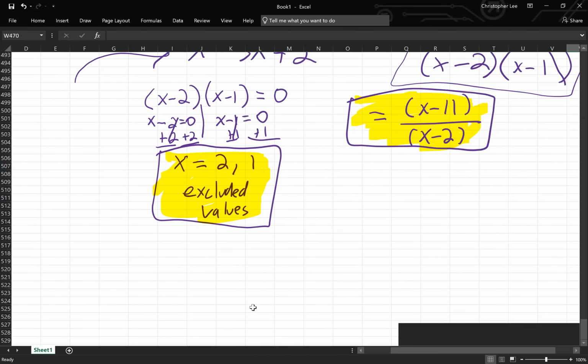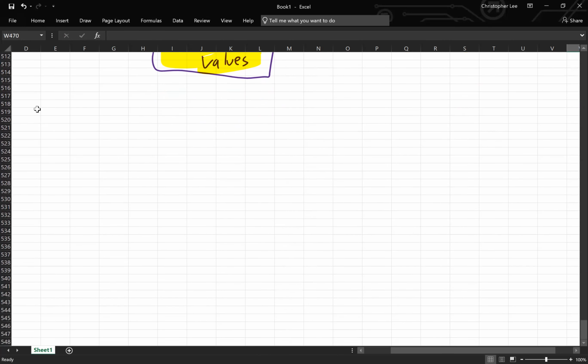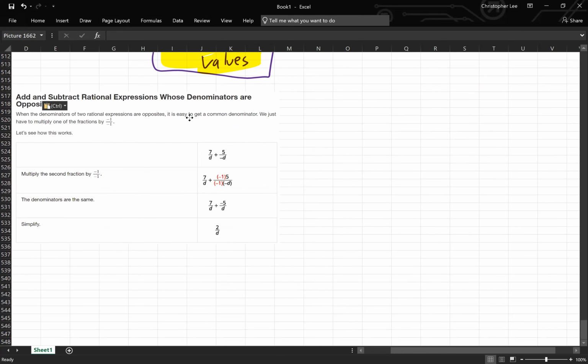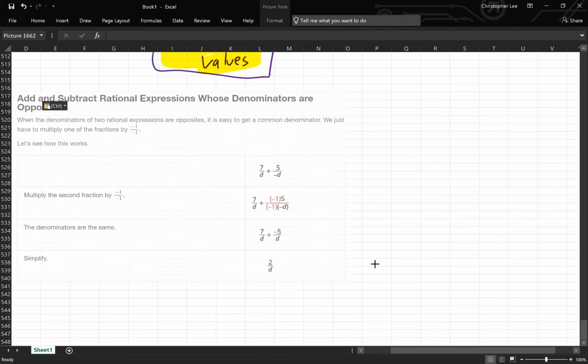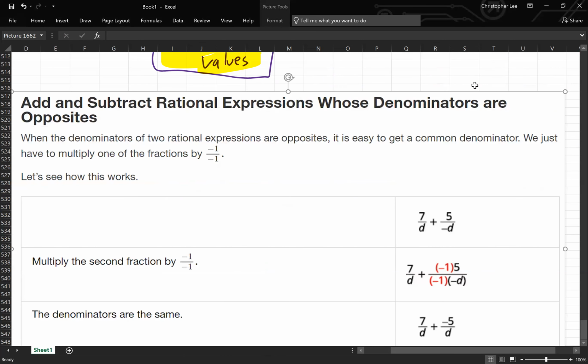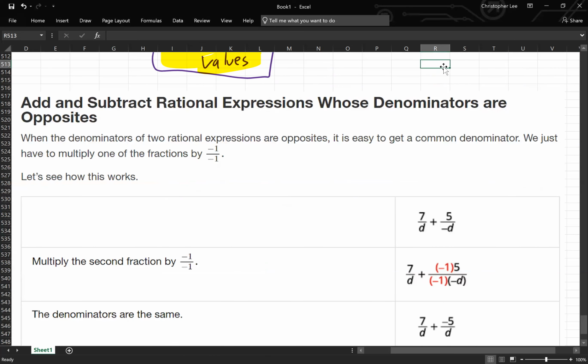So let's take it up a notch, right? We want to add and subtract rational expressions whose denominators are opposites. All right, let's take a look at this. When the denominators of two rational expressions are opposites, it is easy to get a common denominator. We just have to multiply one of the fractions by -1 over -1. Let's see how this works.